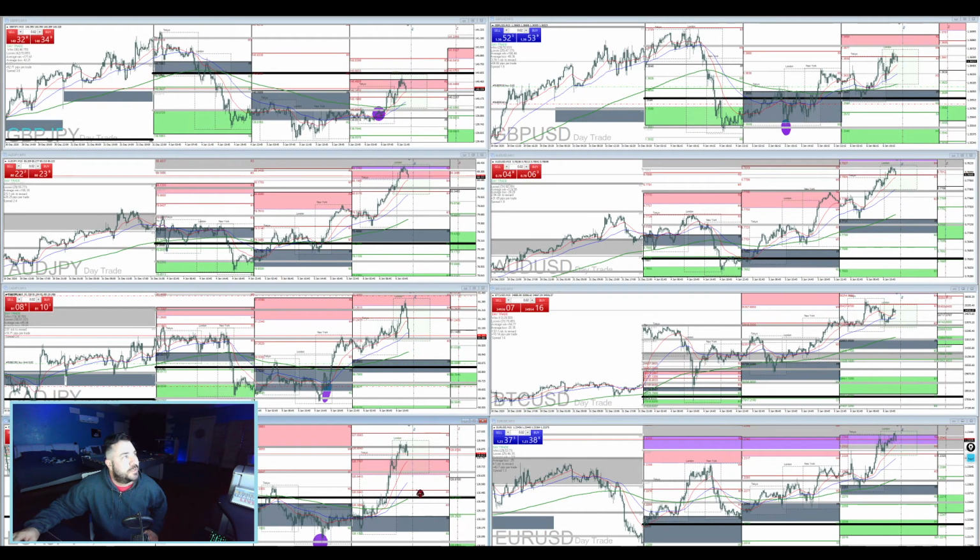We have plenty of juice in the pounds. But the euro dollar and the Aussie dollar is spent, and the Aussie yen is spent.